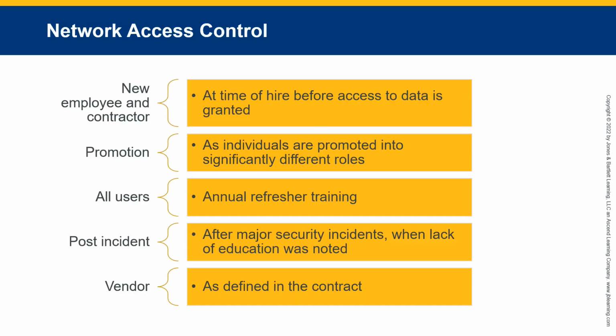Let's take a look at network access control. First is new employee and/or contractor. At the time of hire, before access to data is granted. And then promotion, as individuals are promoted into significantly different roles. So you only give people access to what they need when they need it. You don't give people higher access than they actually need. Of course, you don't give one lower, or they can't do their job.